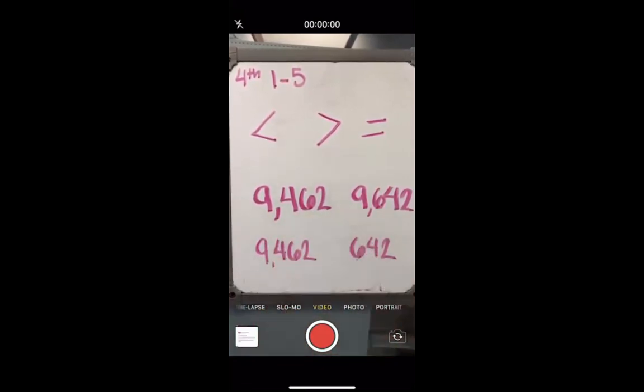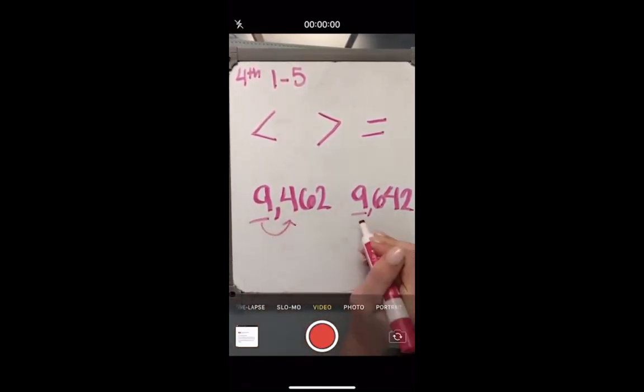But when you have the same amount of numbers and they both have 4 numbers, you really have to go through starting in the greatest place value. So if I start in my greatest place value, I'm starting in my thousands here. Well, they both have a 9 in the thousands. So does that mean they're equal? No, if they're the same, you have to go over one more place value. So in this case, if my thousands are the same, I need to go to my hundreds.